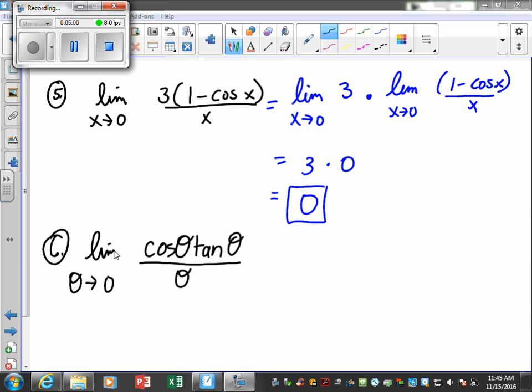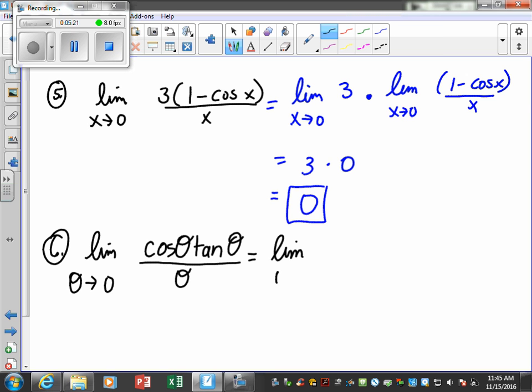Okay, so if we have our limit of cosine theta tangent theta divided by theta, is there anything we can do to simplify our trig function a little bit? Anything on the trig side of things? Can we rewrite this in any kind of way?